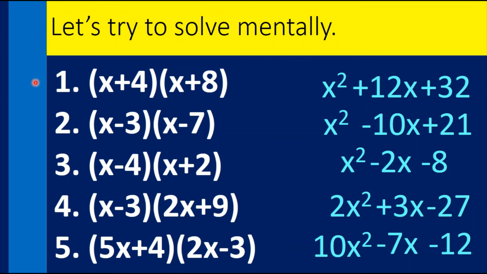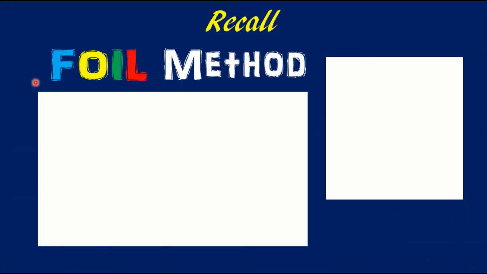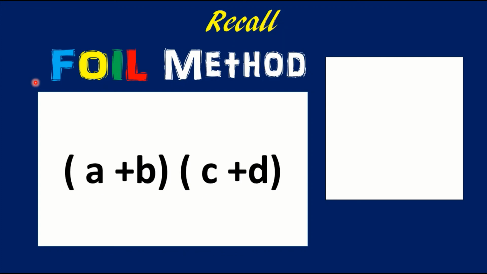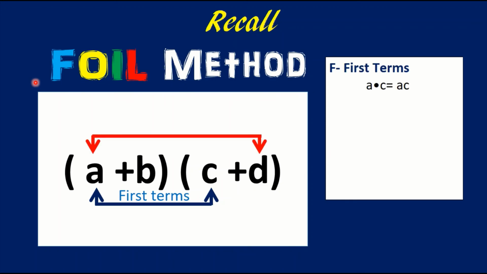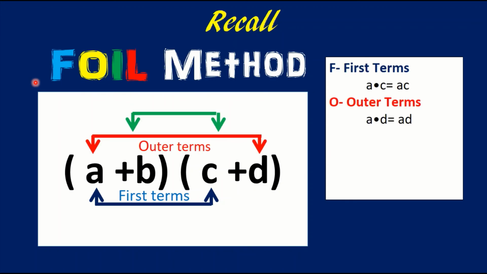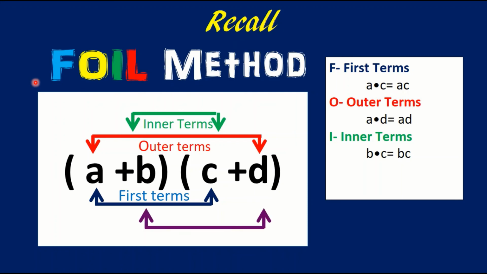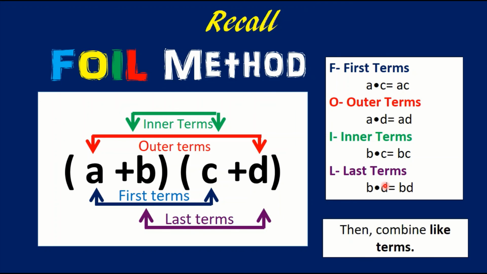Before we proceed to our practice, let us have a recall. We can multiply two binomials using this method. First, get the product of the first terms, and then the outer terms. Next, the inner terms and last terms. After getting all those terms, combine the like terms.